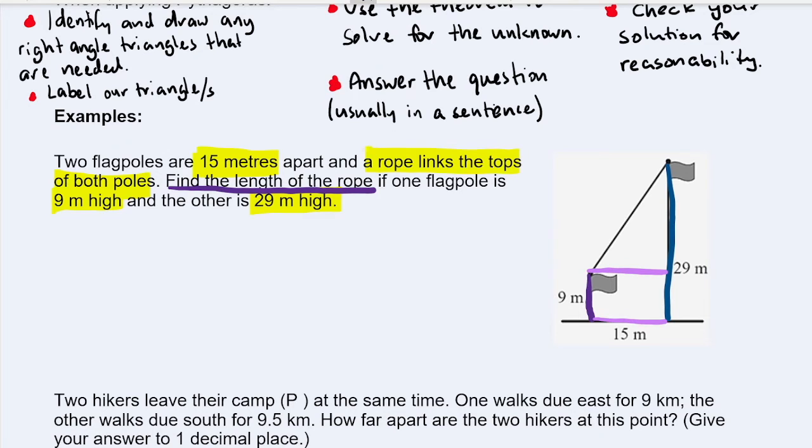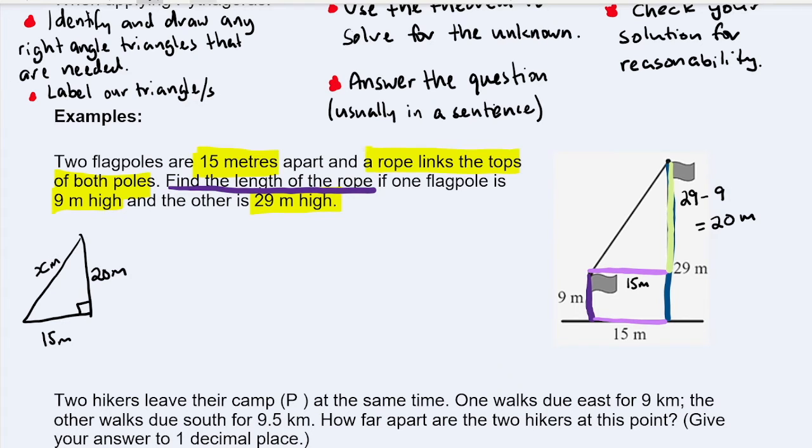Okay, and now to get this distance, we need to do 29 minus 9, which is 20 meters. So that little gap there is 20 meters. So we need that, and we still need this little 15 meters in here. So we can break out that triangle, and then we have X meters.